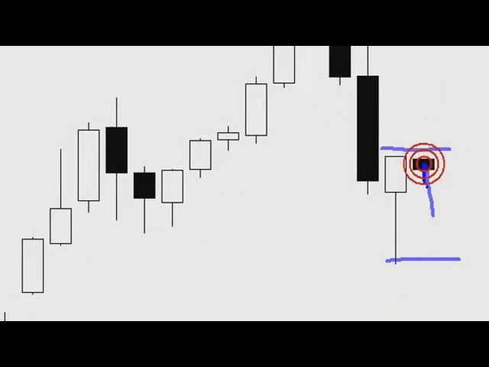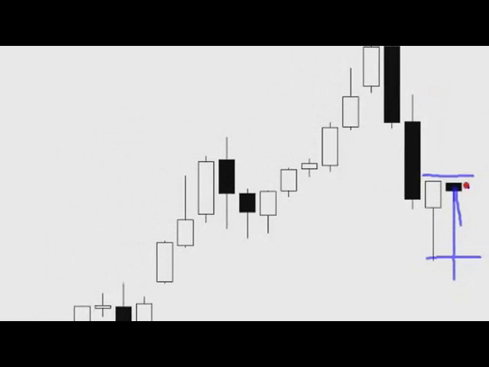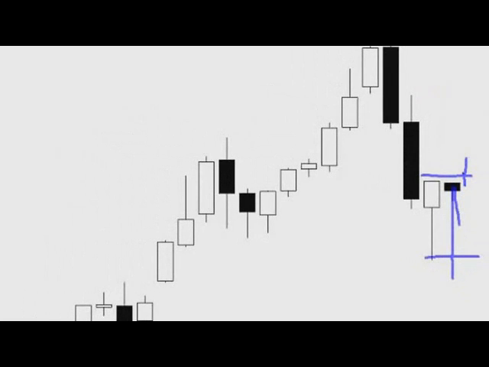If price comes down and goes through where my stop would have been before me entering the trade, then I pull my order and I don't get into the trade at all.